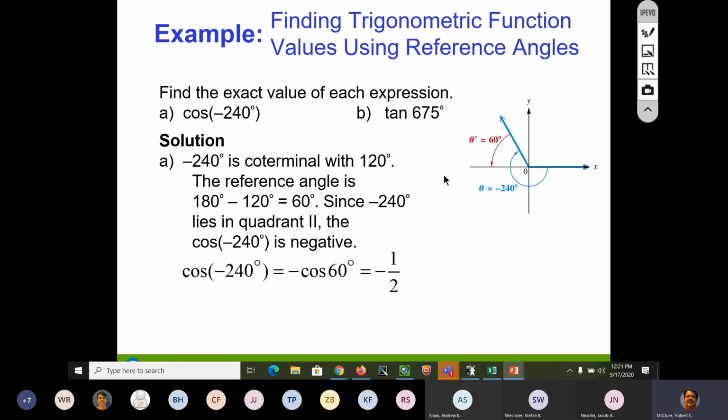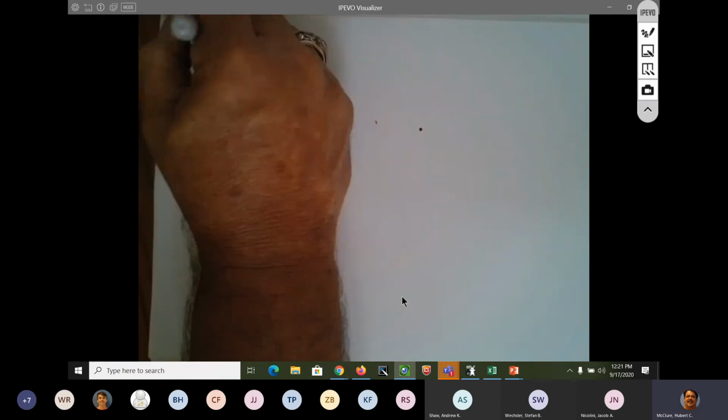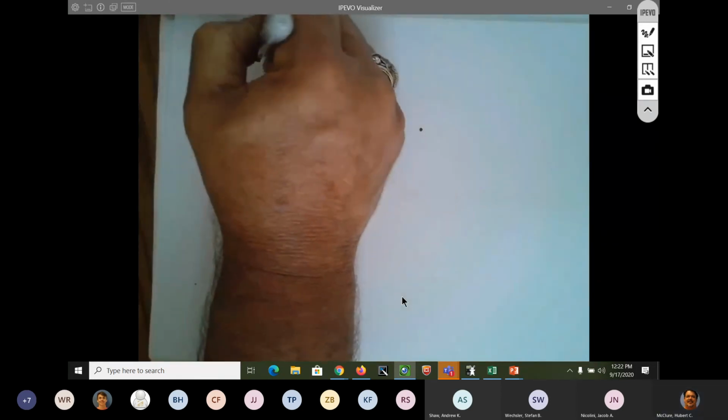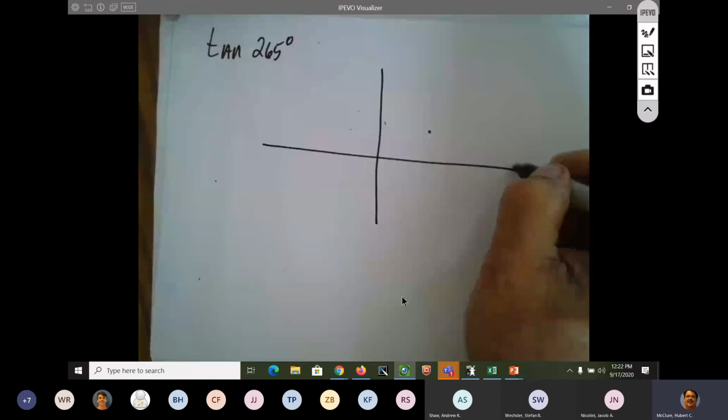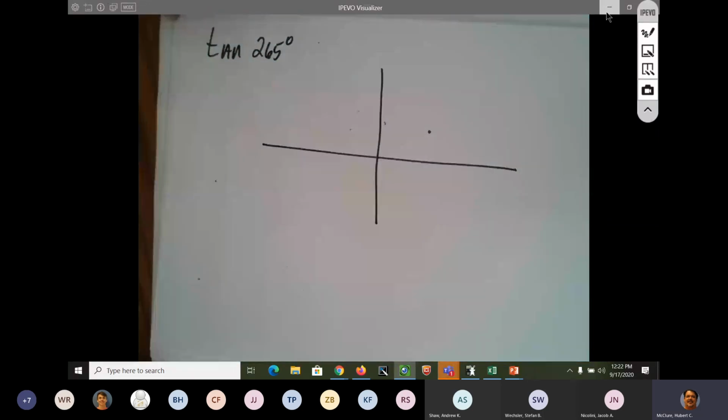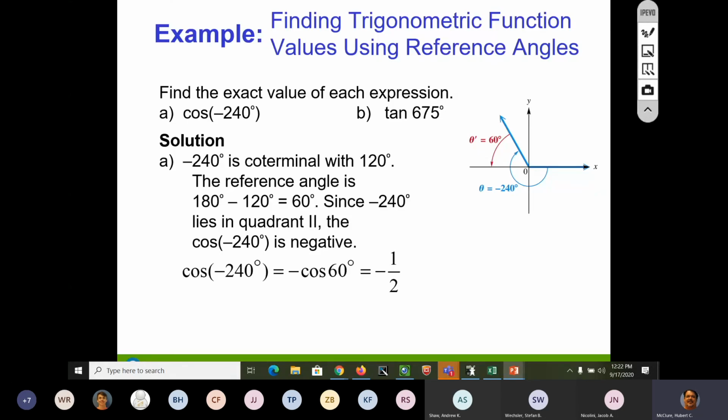Now, the tangent of 265, well, we don't know what 265 is. Is that 265? 675. Okay, my medicine's wearing off. Sorry, I'm just making up numbers now. 675. Well, I'm going to divide that by 360. I know I can get one revolution out of it. So 360 and 360 is 720, so I'm not going to get another revolution.